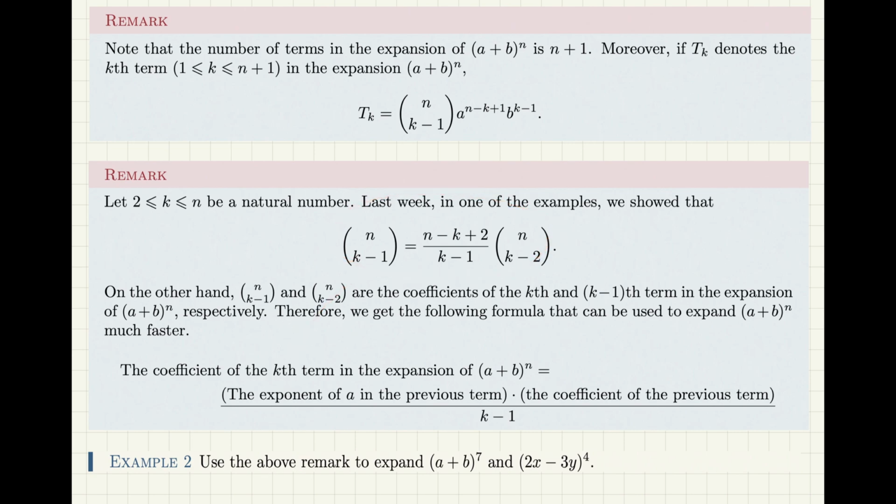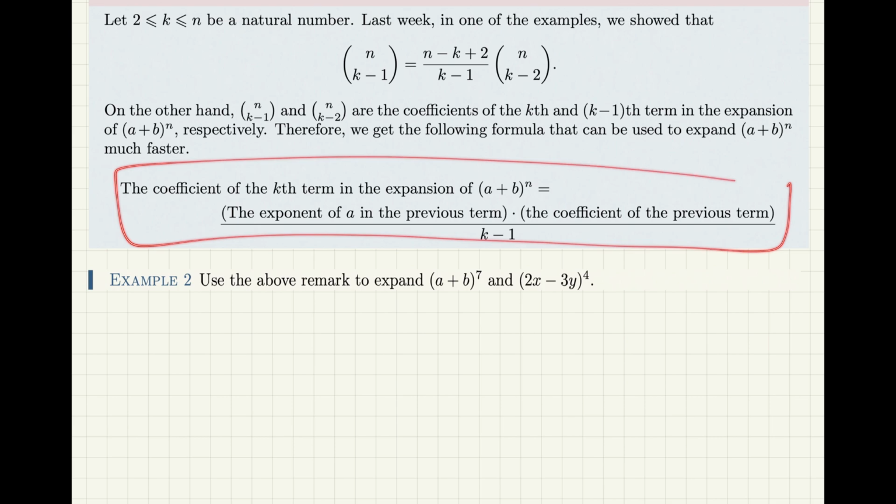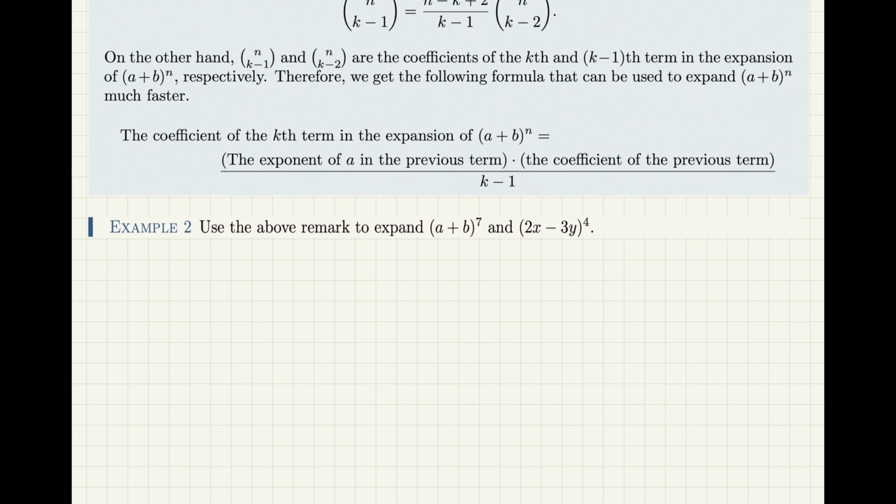So the coefficient of the kth term in this expansion is equal to the exponent of a in the previous term, multiplied by the coefficient of the previous term, divided by the term number minus 1. Okay, you might think this is very complicated, but it is much, much simpler than it sounds. But if someone asks you why this formula is correct, you need to say that this is exactly this formula. Okay, so let me try to show you how you can use it immediately.